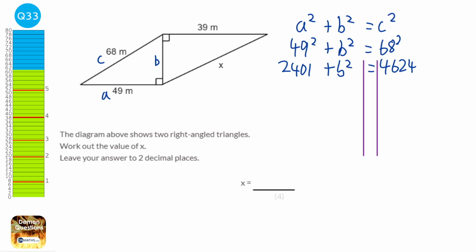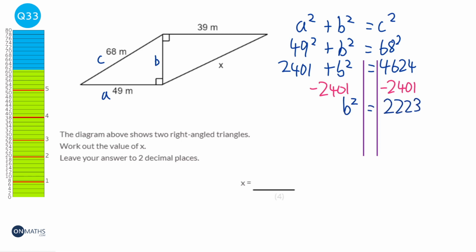And we're going to start by subtracting the 2,401 from both sides. So we've got b squared equals 2,223. Then we're going to square root both sides, and we've got b equal to 47.148, blah blah blah. Okay, we're now looking at the second diagram, and this time we're going to have a, we've got our b, and we're going to call x the c.